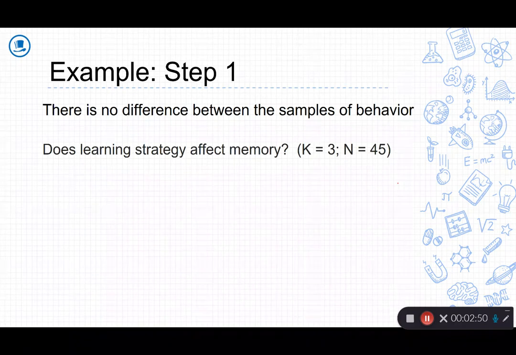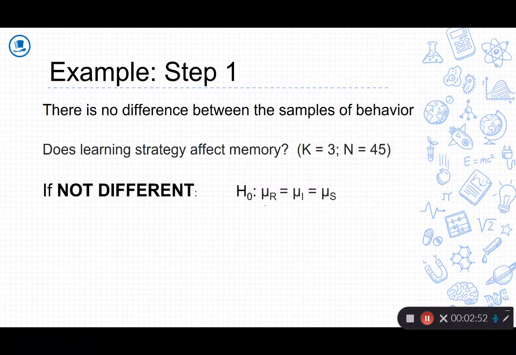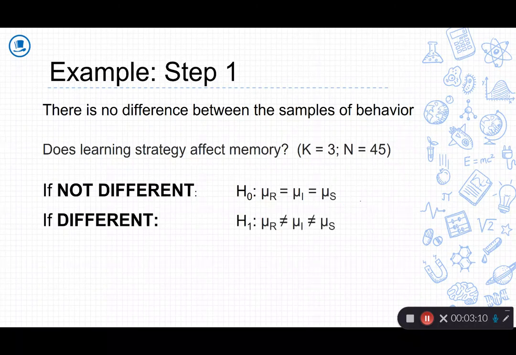So what does that look like? Well, if there's no difference, the null hypothesis is that the population mean for each theoretical population represented by the samples is not different. So mu rote equals mu imagery equals mu sentence. There's no difference between those populations. If there is a difference, then we put a does not equal sign between them. So the alternative hypothesis is that mu rote does not equal mu imagery, does not equal mu sentence. These are always going to be the hypotheses for analysis of variance.